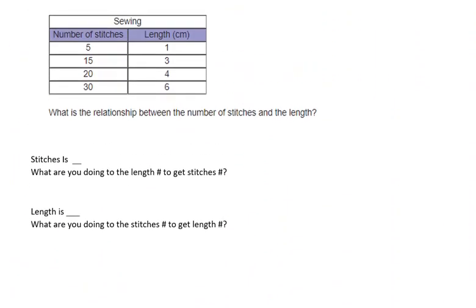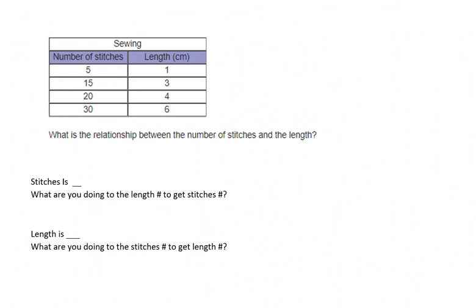One more example is here when we look at the relationship, you have to pay close attention to the order in which the sentence is describing the relationship. So for example, we've got, what is the relationship between the number of stitches and the length? Well, there's 2 ways you can write your answer. You could say stitches is something, or you could say length is something. And depending on what you start off with is telling us what we need to look at to see what the pattern is. So here where it says stitches is, let's start with stitches is. What are you doing to the length to get the stitches number?